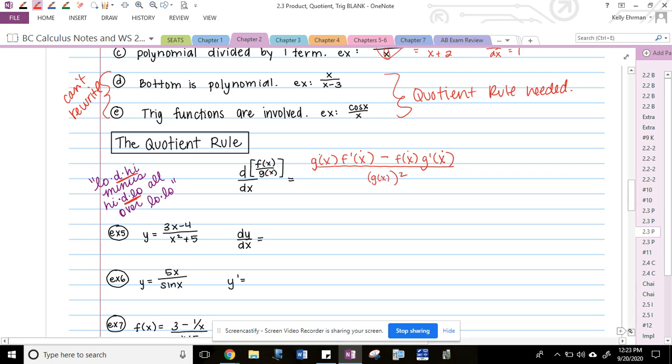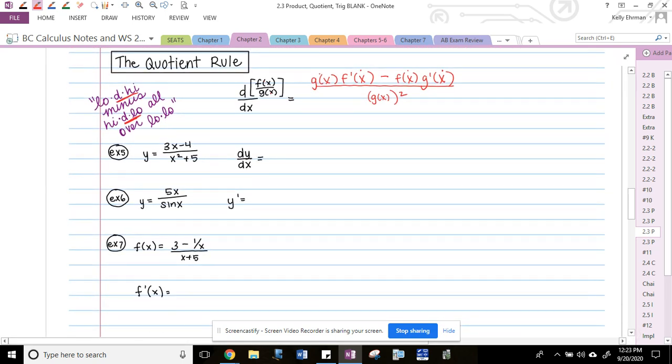Okay, let's put that into practice. Our low function is x squared plus 5. Our high function is 3x minus 4. Low D high. So low is the bottom part, x squared plus 5. D high is the derivative of 3x minus 4. Minus high D low, the top function, times the derivative of x squared plus 5, all over low low.